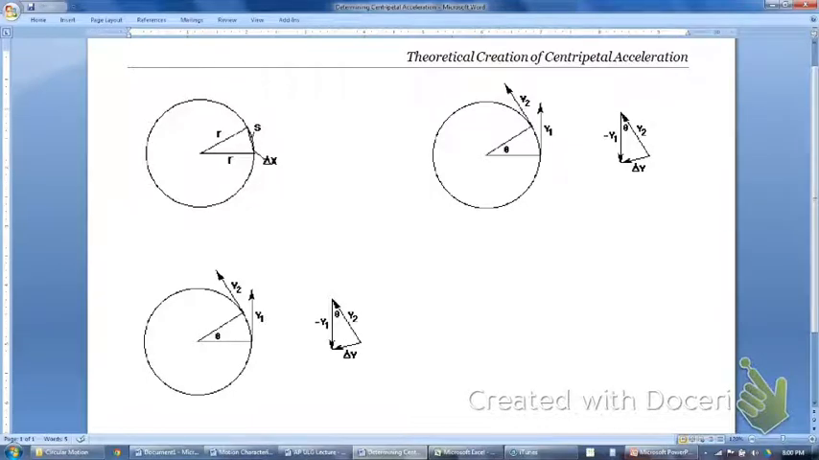The purpose of this video is to describe the creation of the centripetal acceleration formula plus the centripetal force formula. If we take our circle in the upper left-hand corner, we can see that we have an object traveling in a circle with radius r, and it's traveling through an angle theta. As we look at angle theta, we can see that it moves through a sector S.